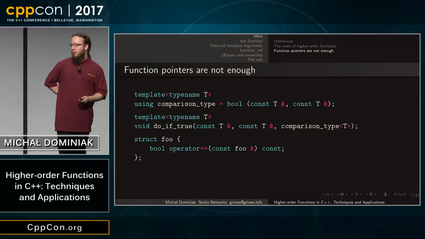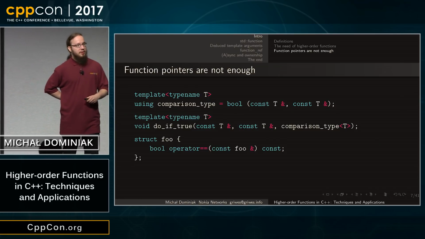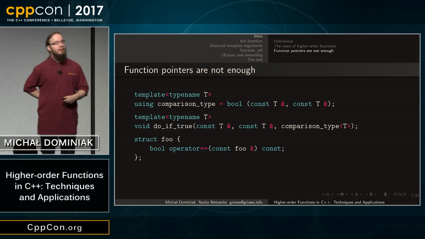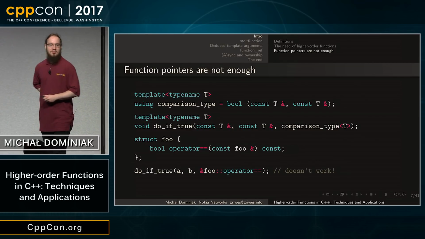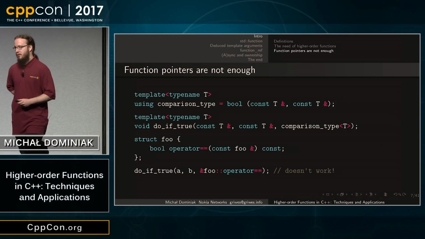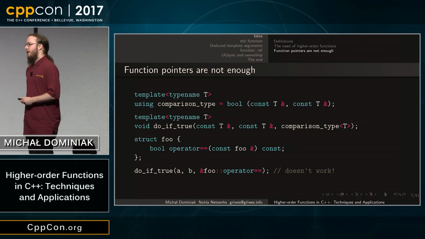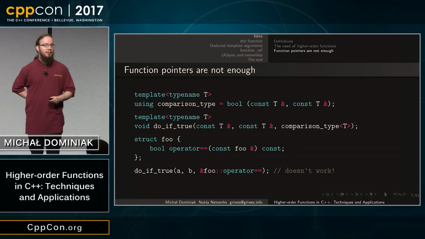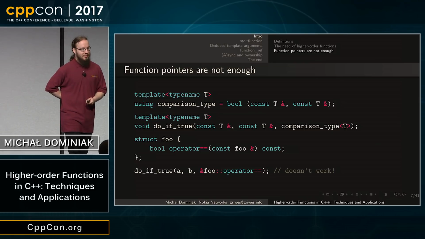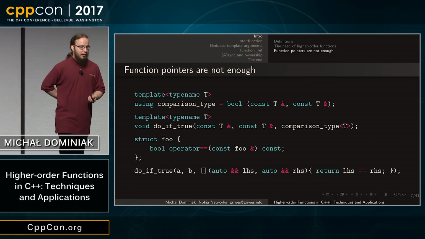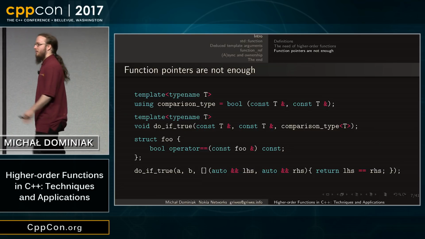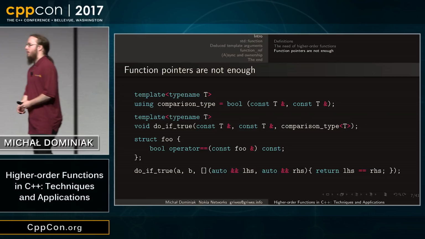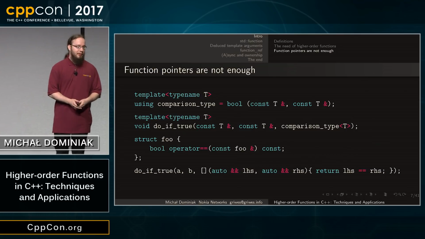However, if our foo defined the comparison operator as a member and we tried to call this function like this, it doesn't work. Because this is a member function pointer and not a function pointer. And member pointers are not pointers, despite the name. We would have to do something like this. So introduce something that can be passed using a function pointer with the correct signature.